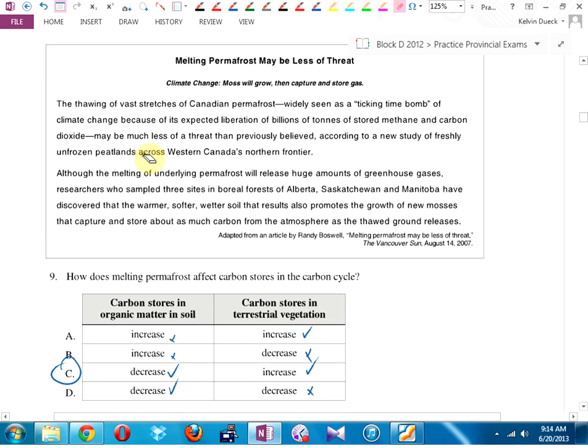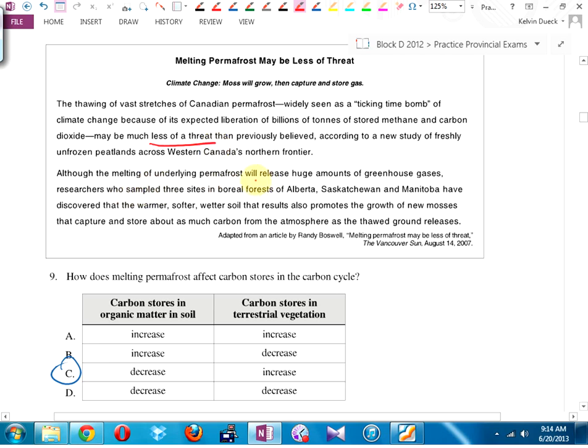How does melting permafrost affect carbon stores in the carbon cycle? So I said, okay, I probably opened up my data booklet to the carbon cycle just to make myself happy, but here's what it says. The thawing of vast stretches of Canadian permafrost is expected to liberate billions of tons of stored methane and carbon dioxide. But it may be much less of a threat than previously believed. So I would say, okay, maybe not as big as we thought.